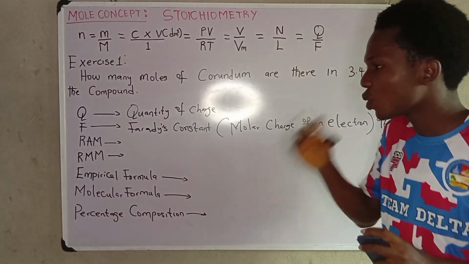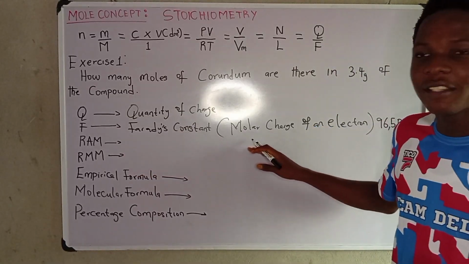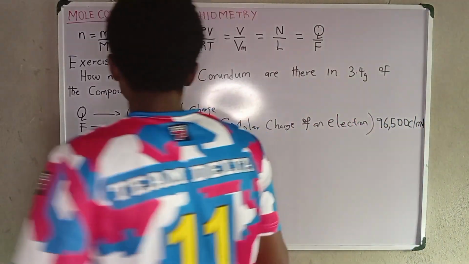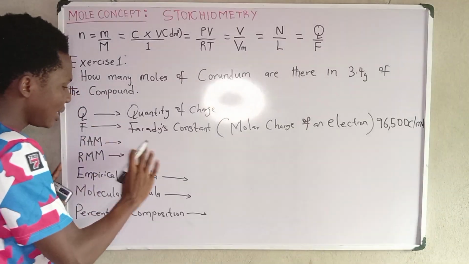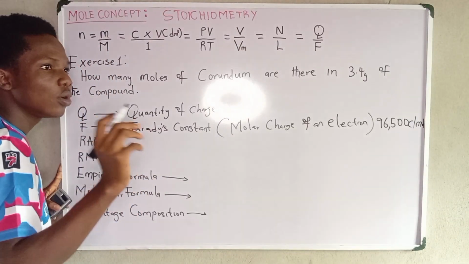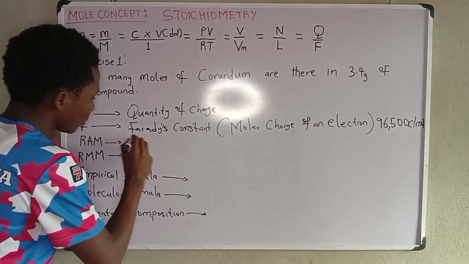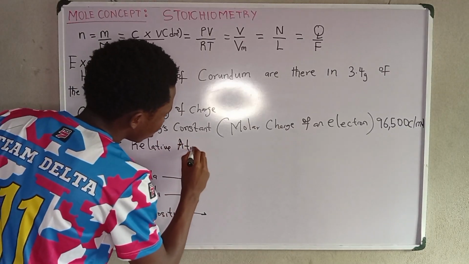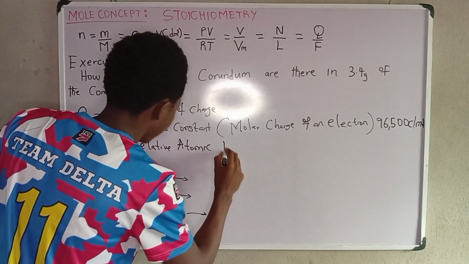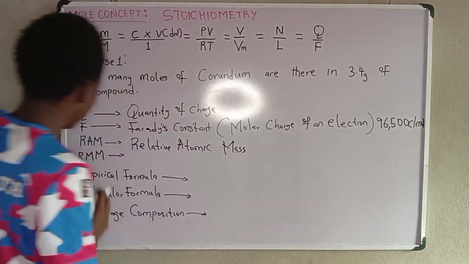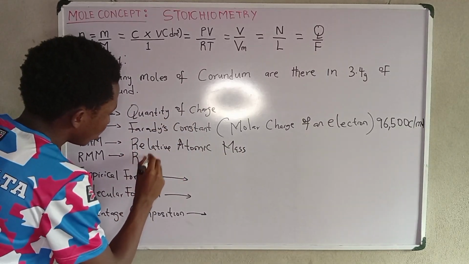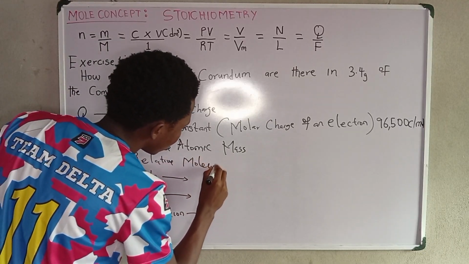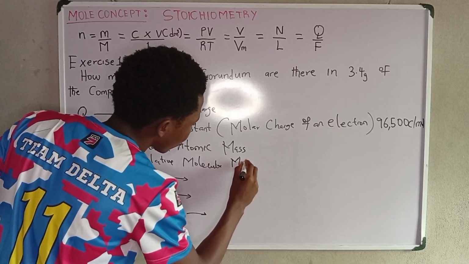Okay, so now it remains what? RAM, called what? Relative atomic mass, relative molecular mass. Let me write it down. I'm going to give you a very good definition and explain these things in detail. We might know what they mean, but we don't really understand them. Okay, relative atomic mass. This one is what? Relative molecular mass.